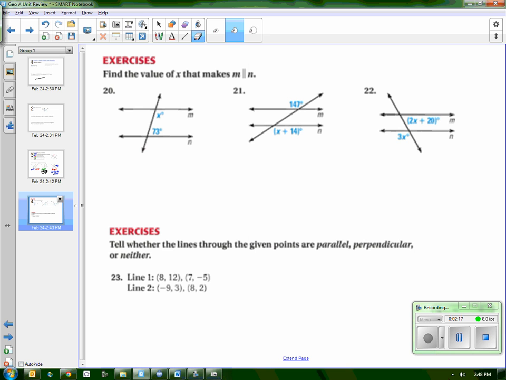Let's try this guy. This is the easy version. These are on the same side, so this is consecutive interior angles. Those add up to 180, which means x is 107 degrees.